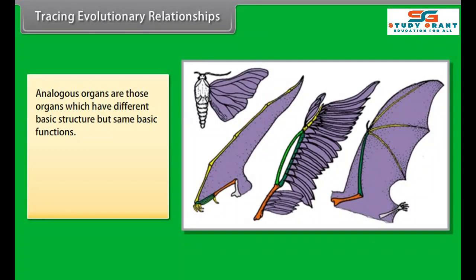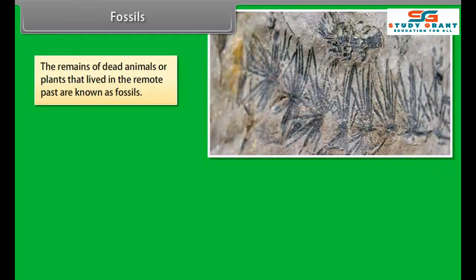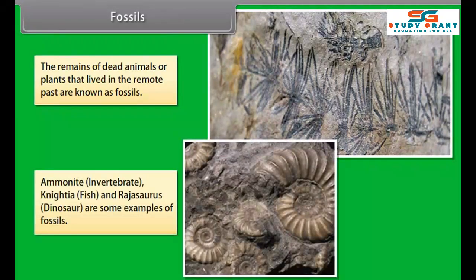Tracing evolutionary relationships. Various biological studies tell us that since their origin, living organisms have been undergoing changes in their organization to evolve into new forms.